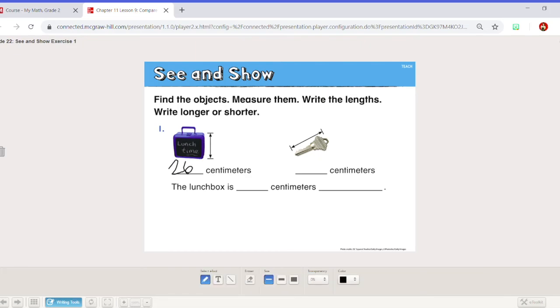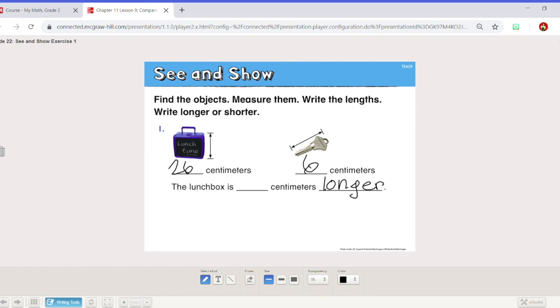And remember, if you don't have the exact objects, you can improvise. You can change it around a little bit. But try your best with what you have. So now, if you can hear my keys jingling, I'm going to measure my classroom key, which is 6 centimeters. So the lunchbox is 26 centimeters. Well, the lunchbox is definitely longer, so we can put that.